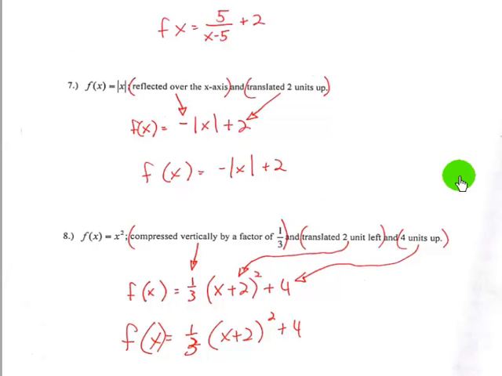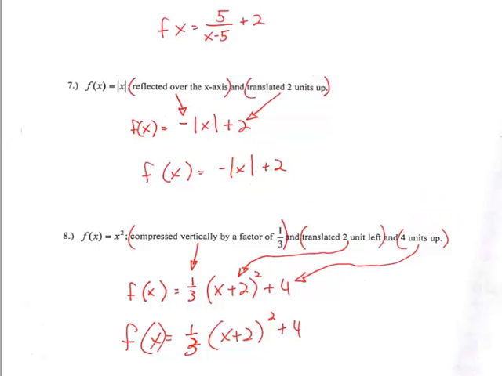For number 7, you have 2 things going on. Your original equation, or your function of x, is f of x equals the absolute value of x. Now you have it reflected over the x-axis, which means you need to multiply by negative 1, and then translated 2 units up. Outside the parentheses, you're going to add 2. f of x equals the opposite of the absolute value of x, plus 2.